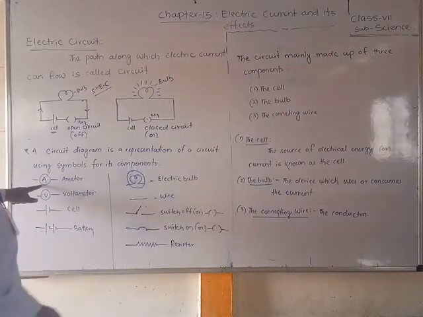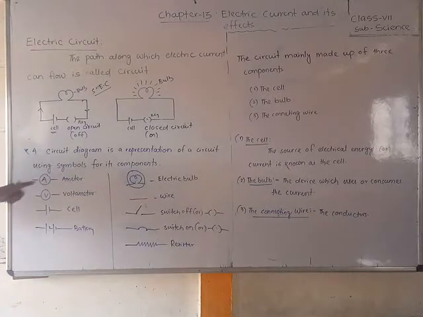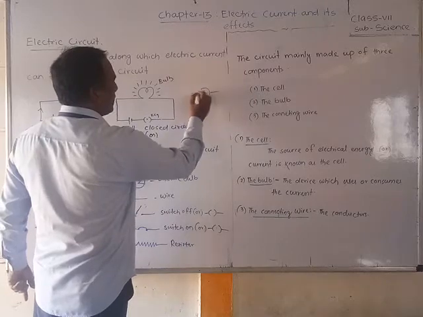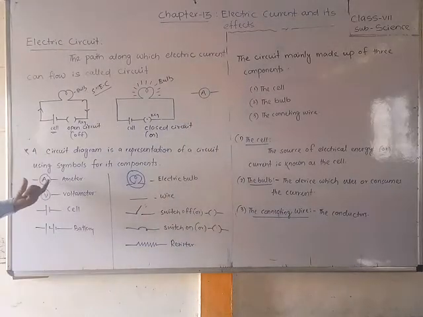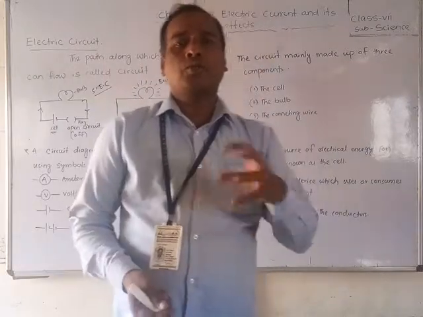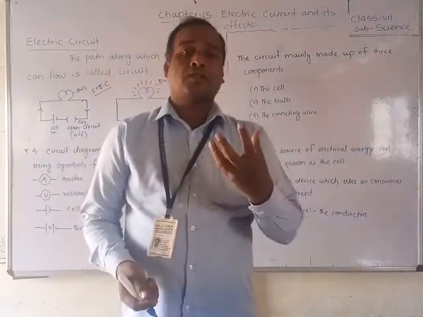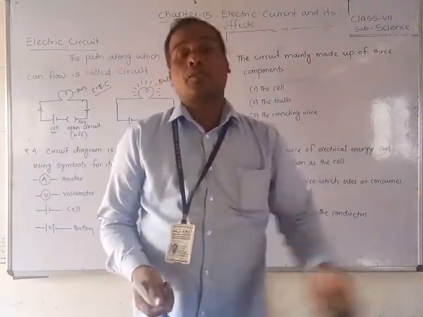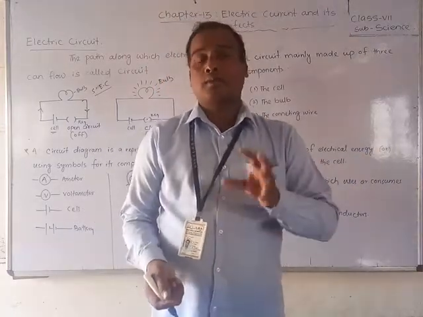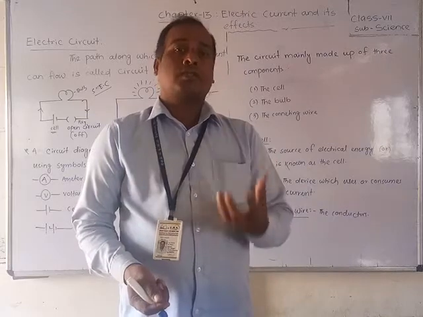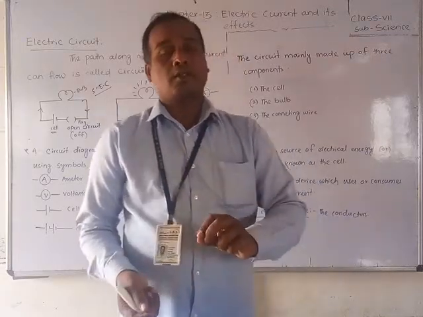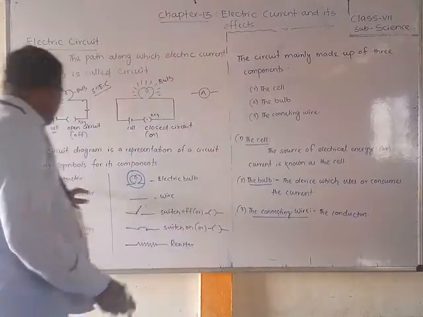Now see, ammeter is A with two lines. If A and this line are there, this is called an ammeter. What is an ammeter, friends? Do you have an idea? An ammeter is an instrument used to find the amount of current flowing in the circuit. How much current is flowing in the circuit is found by this meter, a device called an ammeter.